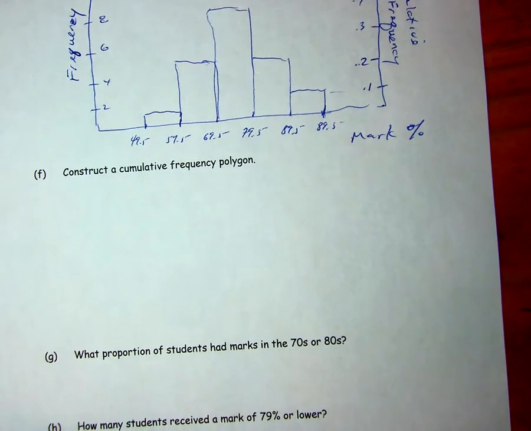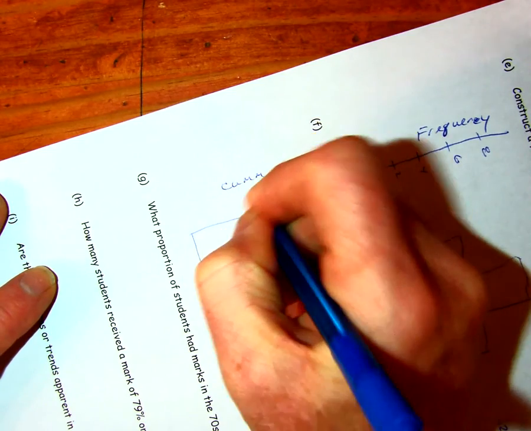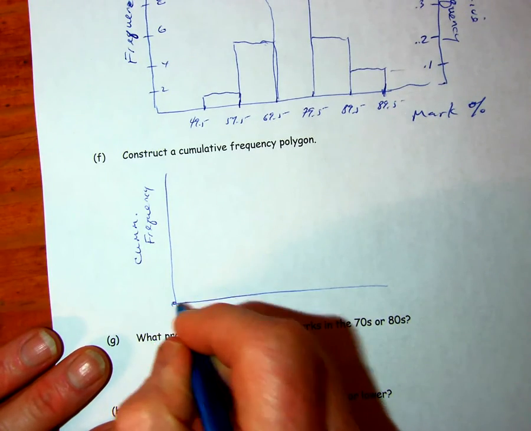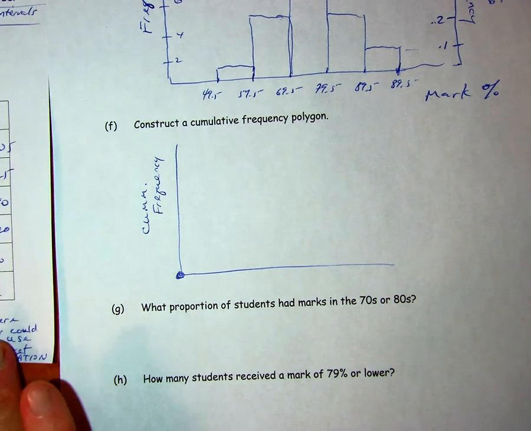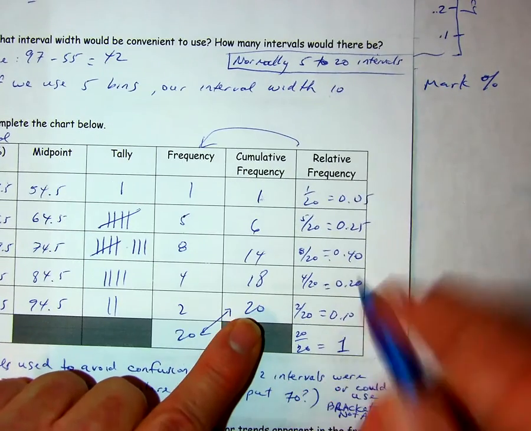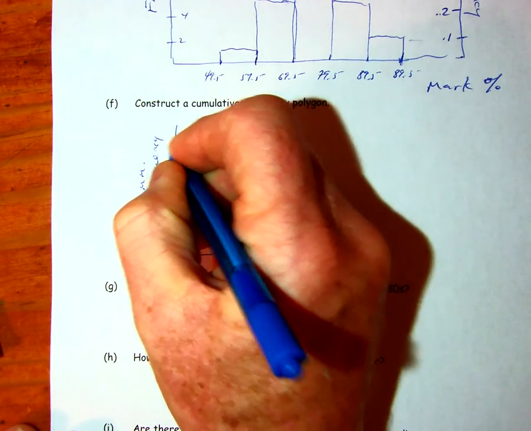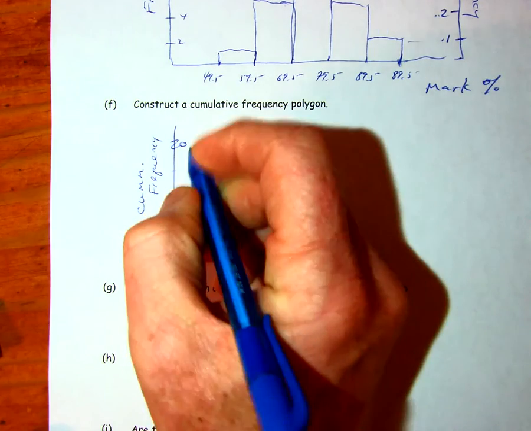Construct a cumulative frequency polygon. So we're going to do cumulative frequency. And what are the numbers going to go to? So cumulative, what's the total number of responses? Well, the total frequency, cumulative frequency, goes up to 20. It goes from 0 all the way up to 20. So our scale is going to go 0 to 20. Let's say 20 is there, 0 is there, 10 would be here, 5 would be there, 15 would be there.